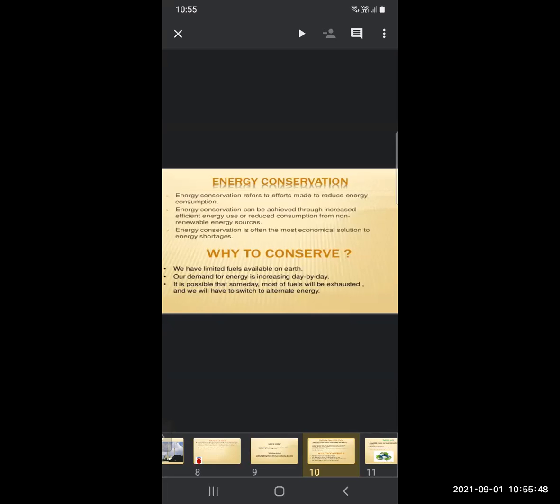And why conserve? We have limited fuels available on Earth. Our demand for energy is increasing day by day. As the population is increasing, demand is also increasing. It is possible that someday most of the fuels will be exhausted and we will have to switch to alternate energy. So for this reason, we have to conserve.